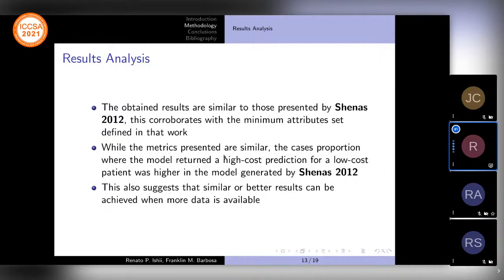While the metrics presented are similar, we detect that the false positives in their schemas are higher as compared with our approach. This also suggests that similar or better results can be achieved when more data is available, if we consider a big data age, for example, and we imagine that the data is very available in the future.